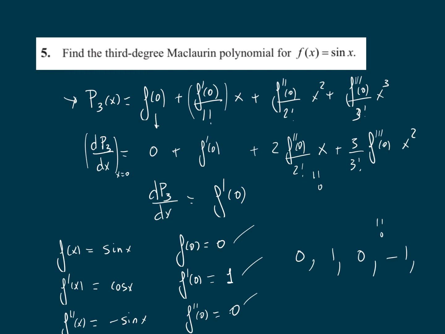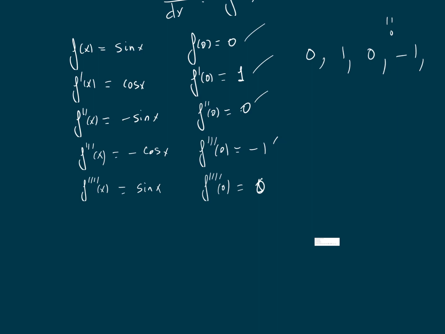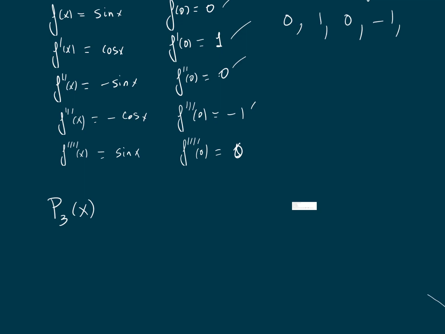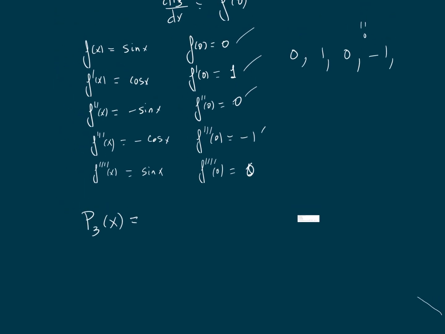So the Taylor polynomial will be 0 plus 1x plus 0 divided by 2 plus 1/3 x cubed. Let's write it here. P3 of x, the Maclaurin polynomial centered at c of sine of x, will be f of 0 plus f prime of 0, which is 1, multiplied by x, plus f second of 0, 0 x squared, plus f 3 of 0, sorry.